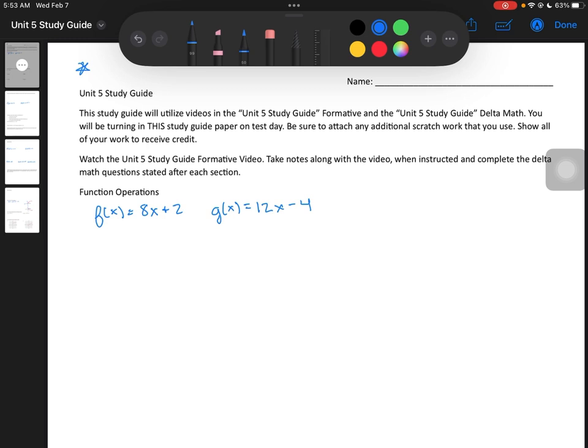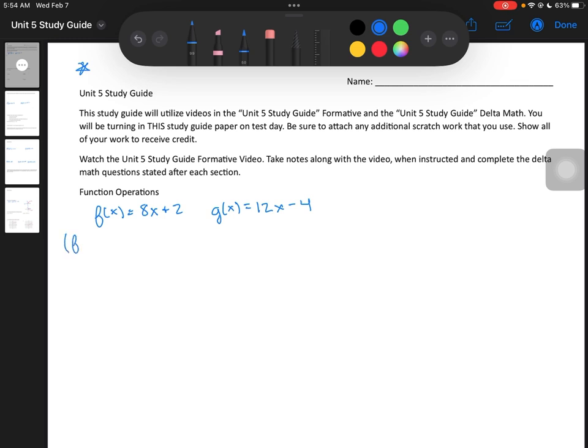So, function operations is the first place that we'll start. When we have functions, we can add them, subtract them, multiply them, and divide them. And then we can also compose those functions, so putting one inside of another.